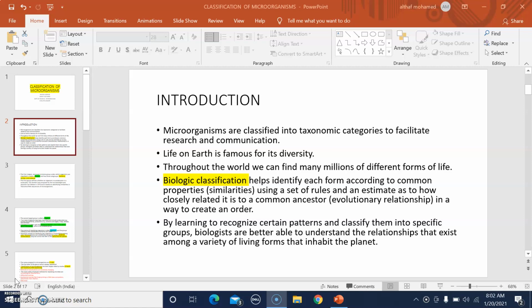By learning to recognize certain patterns and classify organisms into specific groups, biologists are better able to understand the relationships that exist among the variety of living forms that inhabit the planet. These classification methods help to understand the different types of forms which inhabit the planet.